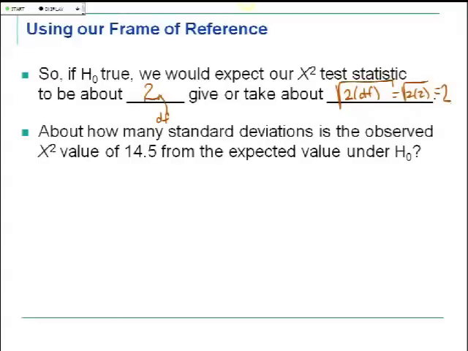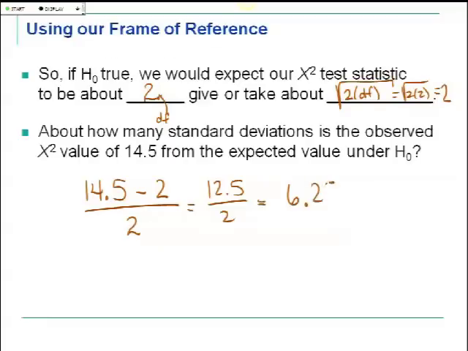About how many standard deviations is our value from that mean? Well, we observed what? 14 and a half? And it is above the mean of 2. I want to know how far above the mean of 2 in standard deviation units. It's about 12 over 2 or about 6. 6.25. We're about 6 standard deviations above the mean under H naught. Is that pretty far away from what you'd expect? Do you think we're going to have a big p-value here or a small one? Chi squared, you're way out here, way above the mean, and we're doing that little tail area over here. Pretty small.